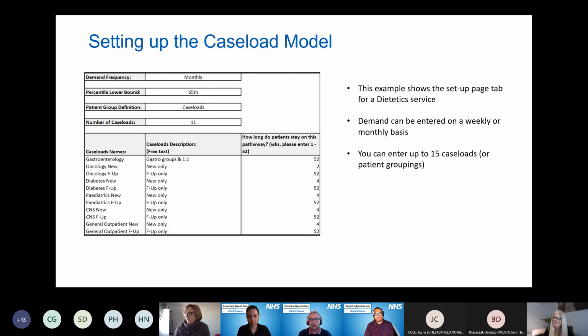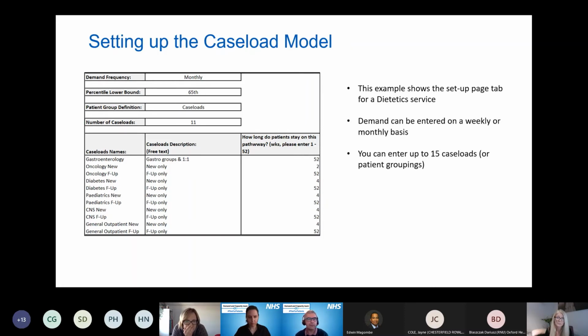So this image shows the setup page for the service, and you can choose to enter the demand data on a weekly or a monthly basis. This might be dictated by the availability of the data or the data quality that you've got available. And with some of our early scoping, some of the services indicated that being able to collect data on a monthly basis was going to be easier than a weekly basis. So there's the option there.